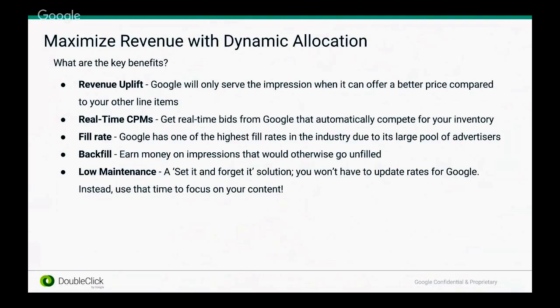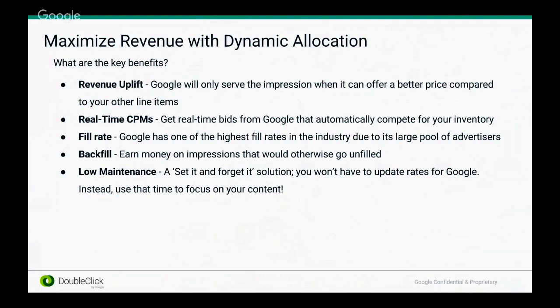Second benefit is real-time CPMs, right? So dynamic allocation allows bids from Google AdSense to compete in real time. So the RPM that it says it can compete at, that's true. That's the true RPM that it's going to compete with your other networks, and it's going to change for every single impression, for every single visitor to your site.